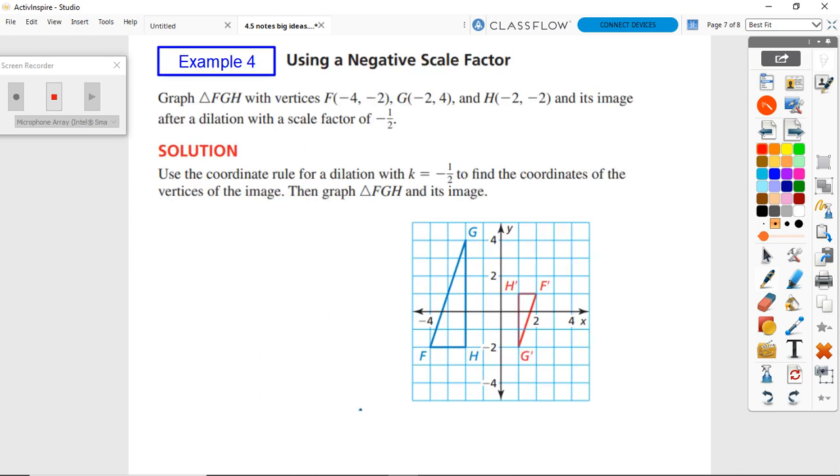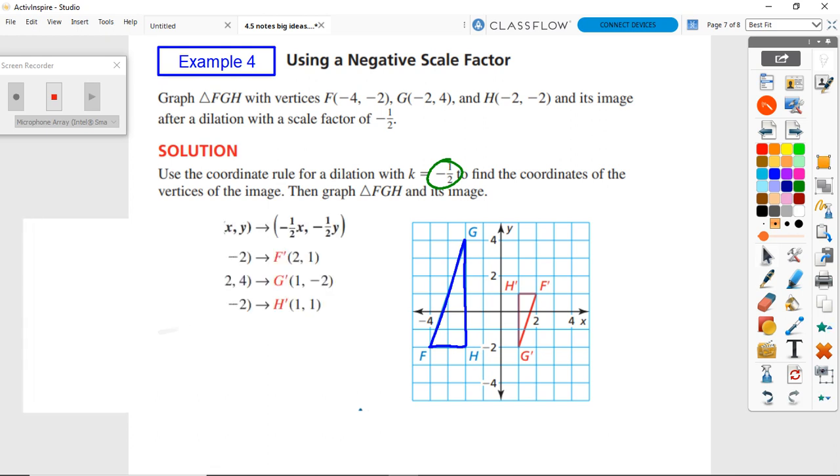So the fourth example here, graph the triangle. They have it here for us in blue. We've got F, G, H. And my scale factor is negative 1/2. So simply apply that to all the coordinates. So negative 4, negative 2 turns into 2, 1. So it's kind of cool how that works, right? I mean, it's here, and then it gets smaller, and it rotates 180.